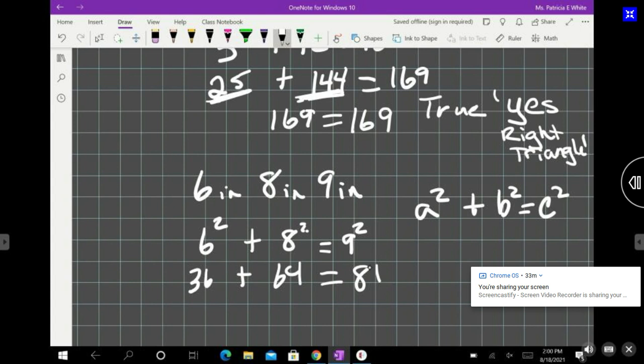Nope. So then my answer is no. 100 does not equal, wait, 81. False. So it's false. It's not a right triangle. If it comes out true, my answer is yes, it's a right triangle. But when it comes out false, my answer is no, it is not a right triangle.